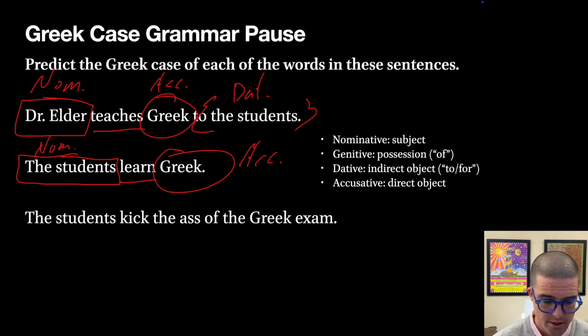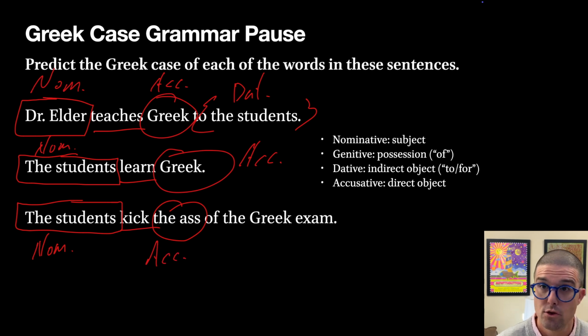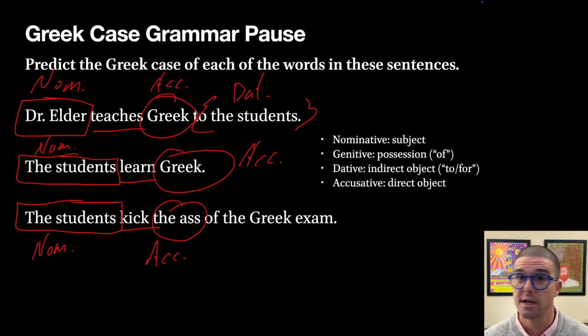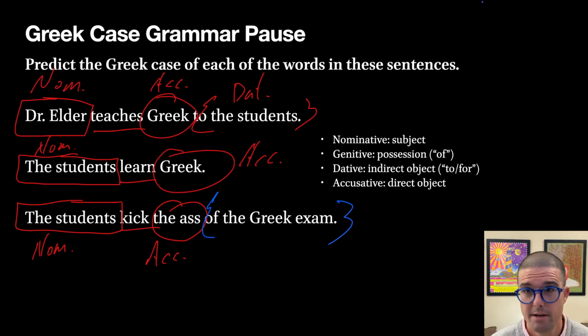And our last one here, "kick" is our verb. The students are doing the action, so they're going to be in the nominative here. The ass is going to be in the accusative case because it is the object of the kicking. And of the Greek exam, so normally with the genitive, I put blue squiggly brackets around. It's describing or showing possession with respect to the ass. So this is going to be in the genitive case in Greek.